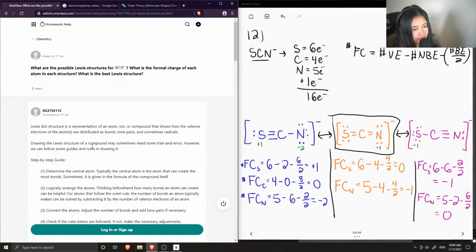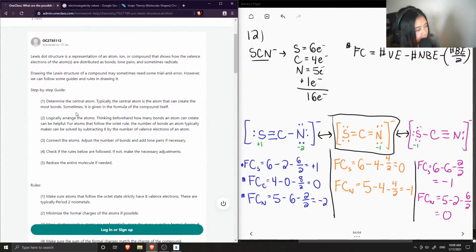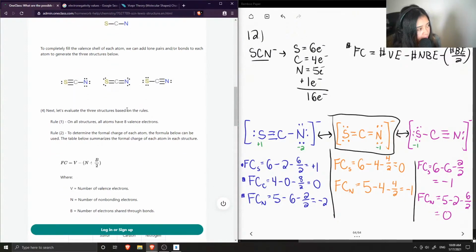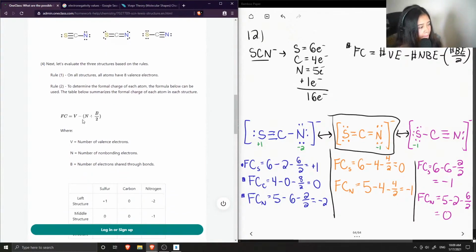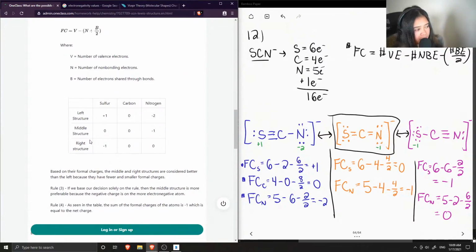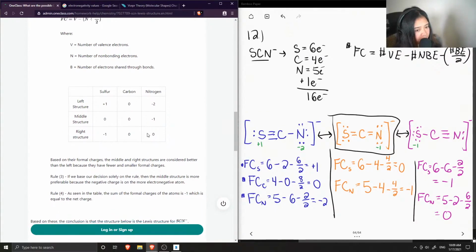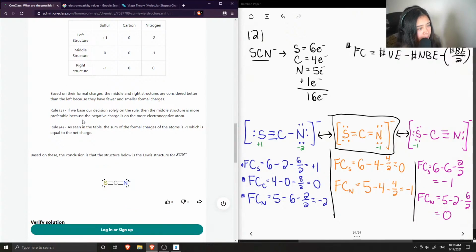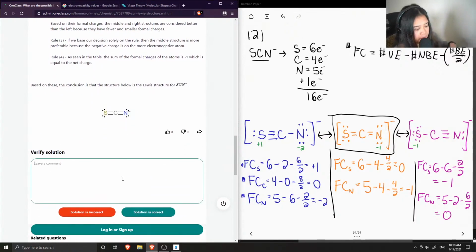Okay, so let's see what the junior tutor said. They explained a Lewis dot structure and had all the different steps and the rules. And you can see there are 3 different options, and all of the formal charges in a helpful table. Okay, so it's in the same order as mine, so that's good. Based on their formal charges, the middle and right structures are considered better than the left because they have fewer and smaller formal charges. Basing our decision solely on the rule, the middle structure is more preferable because the negative charge is on the more electronegative atom. Yep. So this solution is correct.